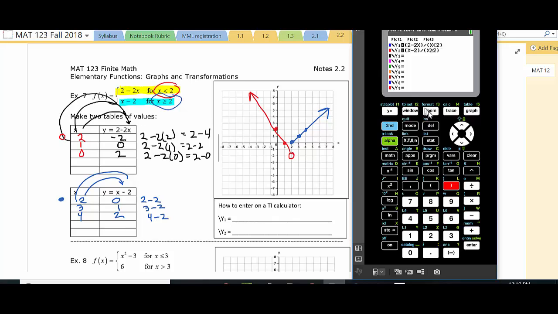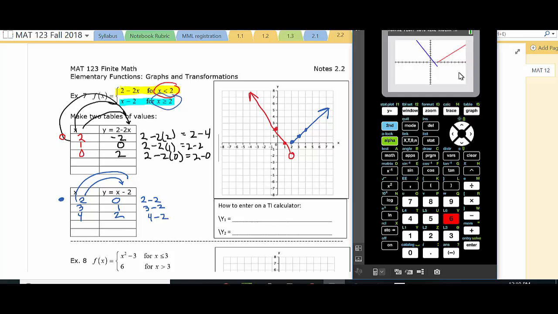Now, just press Zoom 6. You've seen me do that all semester. That just puts you in a standard window. So it looks the same, doesn't it? The only thing it didn't show is the open bubble and the solid bubble, so you've got to know the difference between those two.